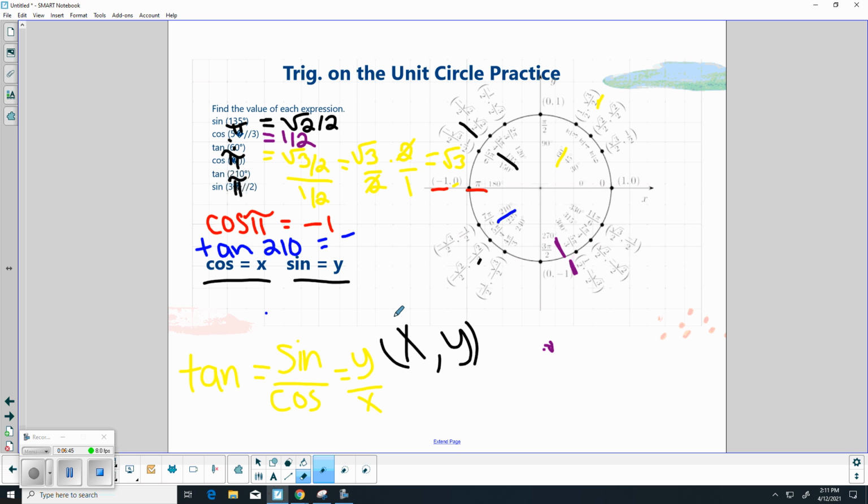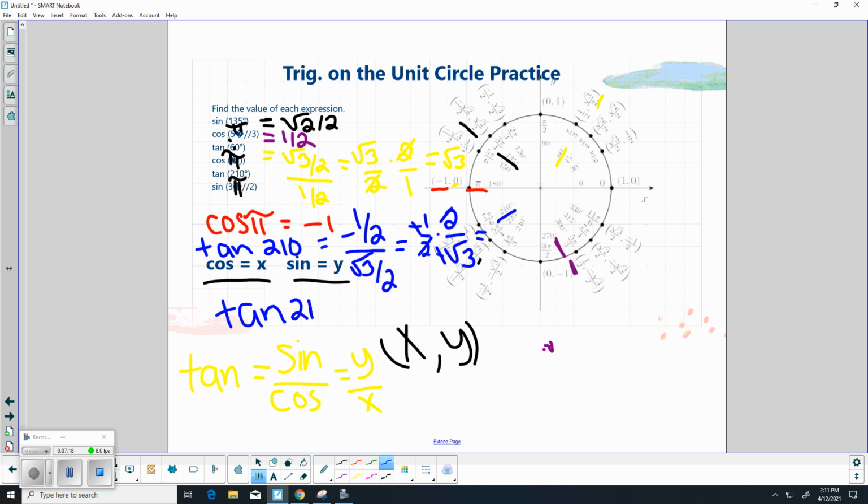So we get negative 1/2 divided by square root 3 divided by 2. And then it was negative half times 2 over square root 3. These 2's are going to cancel out. These are both negative, so our negative signs cancel out, and we're left with tan 210 is equal to 1 over square root 3.